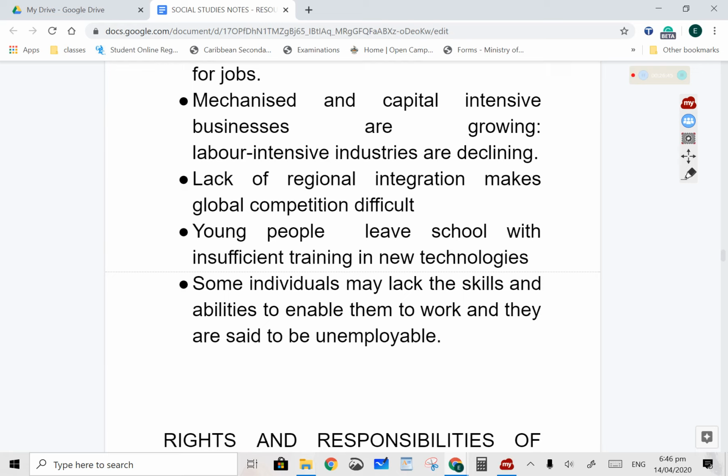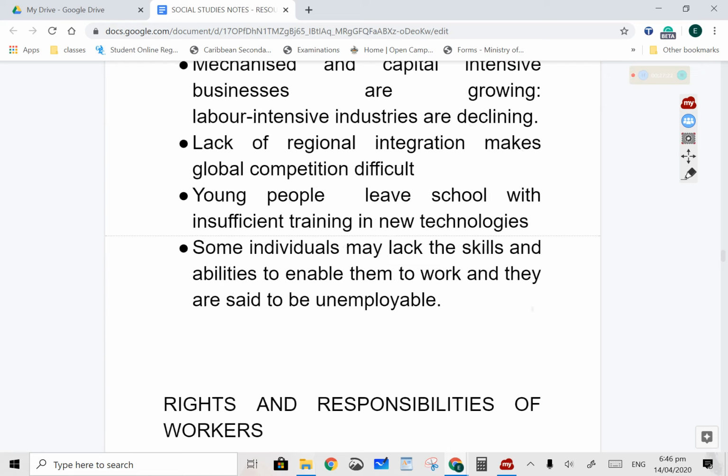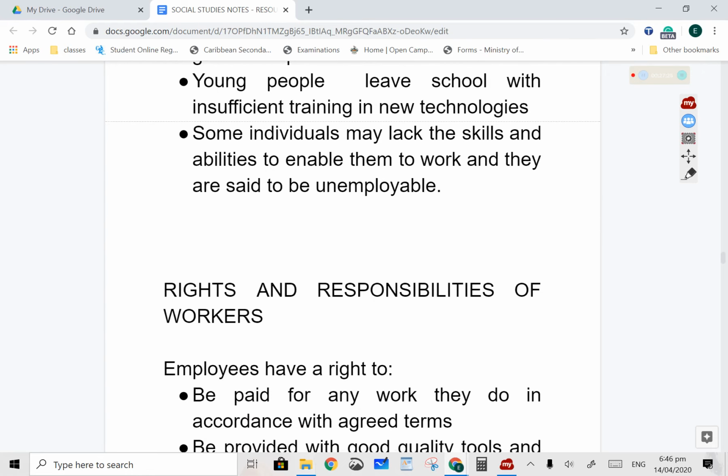Young people leave school with insufficient training in new technology, meaning that the education system keeps regurgitating the same type of training over and over. Sometimes I would have to admit that CXC has introduced new subjects to deal with the change in the business environment, etc. However, it might take some time for graduates to catch up and for our society to benefit from some of these new skills. Some individuals may lack the skills and ability to enable them to work, and they are said to be unemployable, meaning that they're just not qualified to do anything.